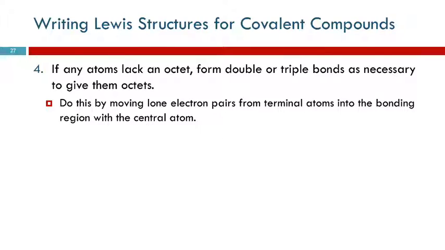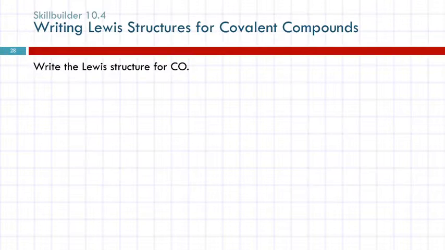If you don't have enough electrons to give an octet to everybody, you can't go to the bank and borrow some. You have to start doing more sharing. And so you're going to make double or triple bonds, take some lone pairs and move them into the bonding positions. So that probably didn't make a whole lot of sense. Let's do some examples. Okay, Lewis structure for carbon monoxide.